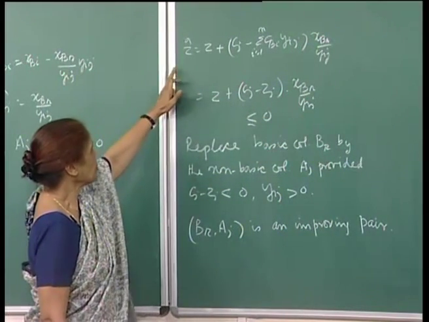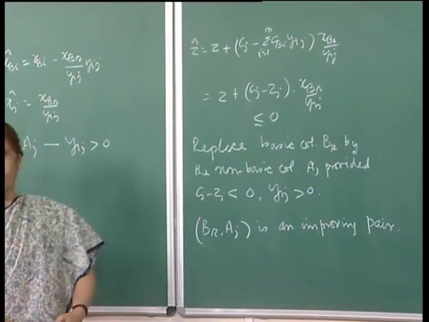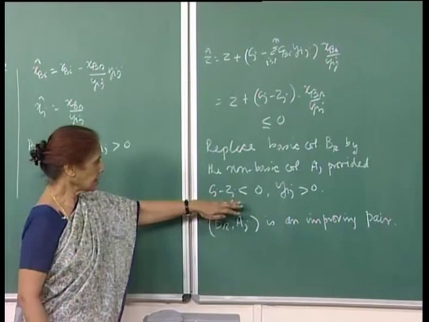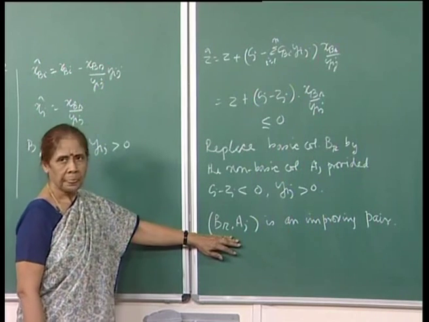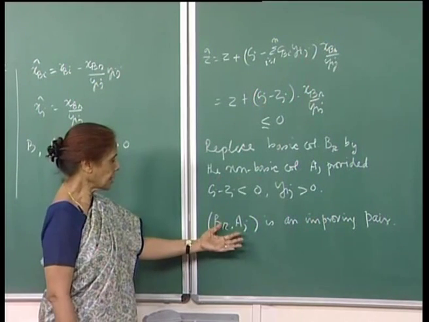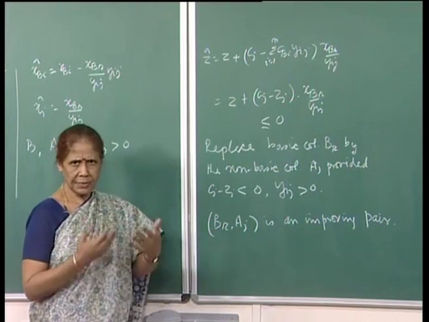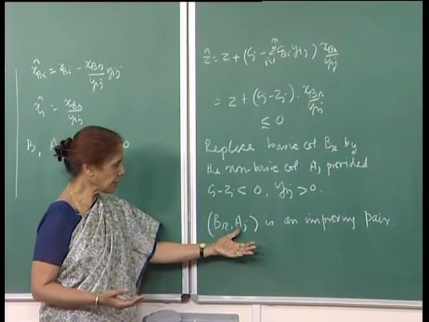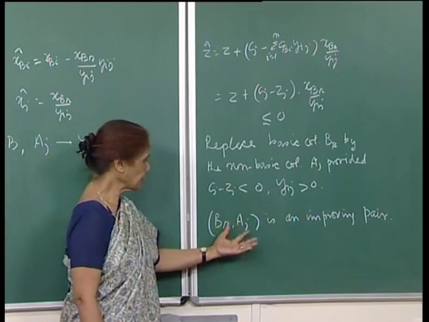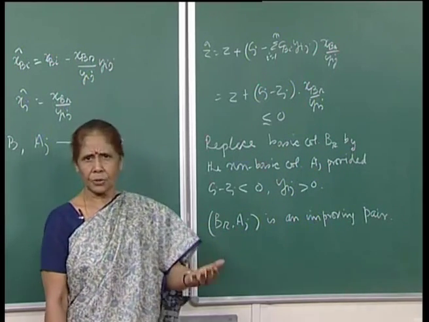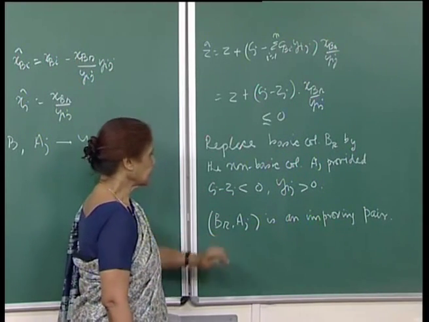So, in any case your z hat would be less than or equal to z if you replace Br by Aj, provided you get a new basic feasible solution and this condition is satisfied, right. So, then we say that Br comma Aj is an improving pair if it satisfies all the three conditions. That means your Yrj is positive, and then you get a new basic feasible solution by replacing Br by Aj, which means that you are only replacing that particular basic column for which this ratio is minimum, so that you end up with a new basic feasible solution, and then Cj minus Zj is also less than 0. In that case, this is an improving pair.